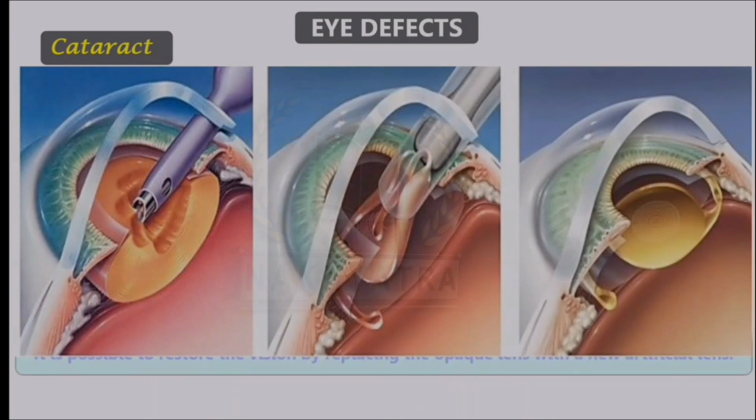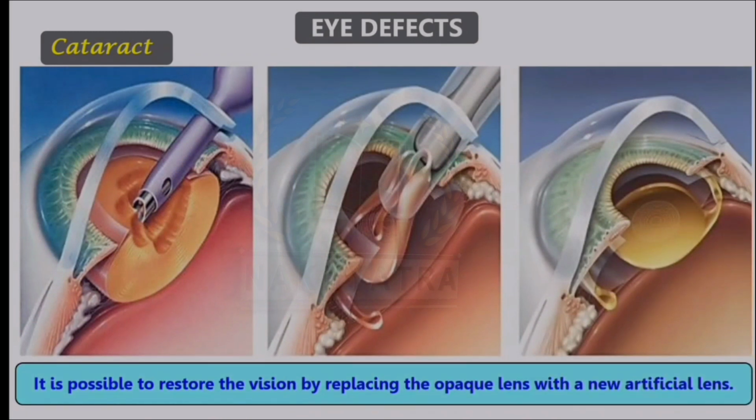Alright. Now it is possible to restore the vision by replacing the opaque lens with a new artificial lens. So this cataract can be treated by restoring the vision by replacing the opaque lens with a new artificial lens.